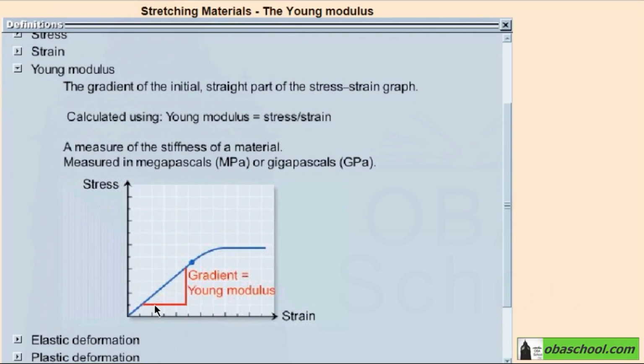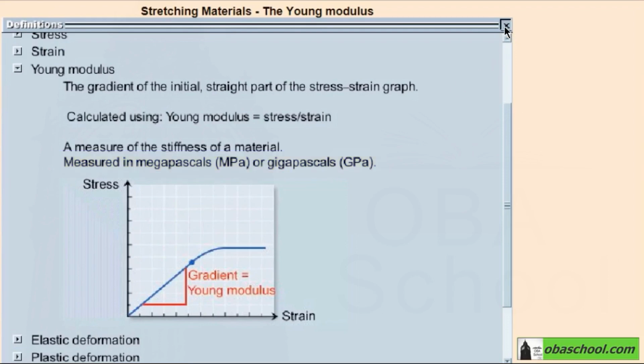The slope, or the gradient, is calculated by choosing 2 points on the graph, and thus it equals (y2 minus y1) divided by (x2 minus x1). The Young modulus is a measure of the stiffness of a material, and it's measured in gigapascal.